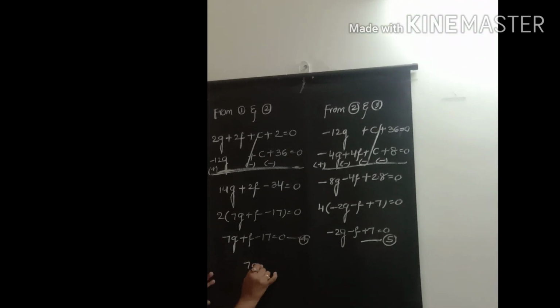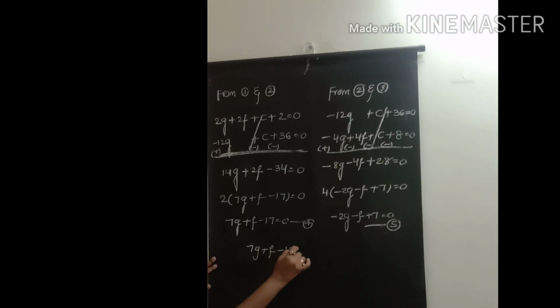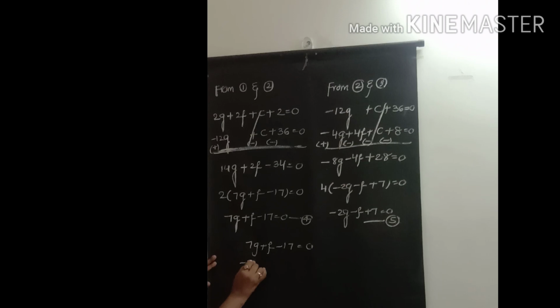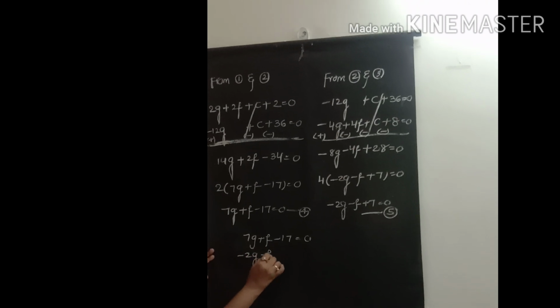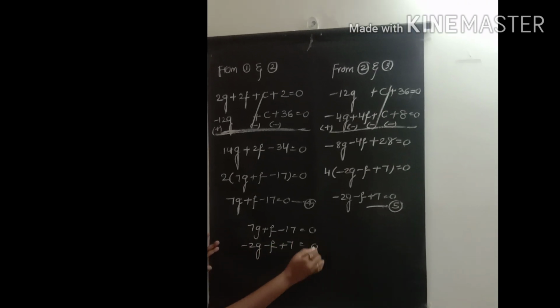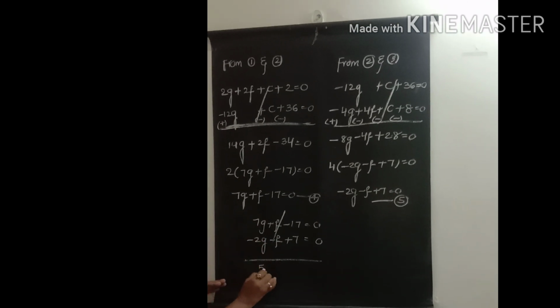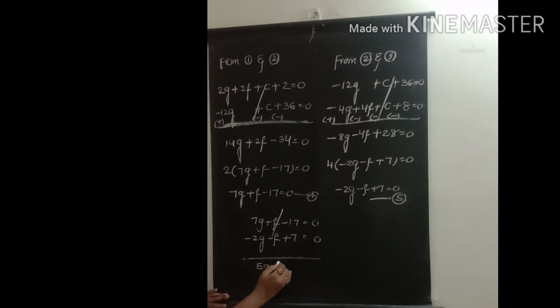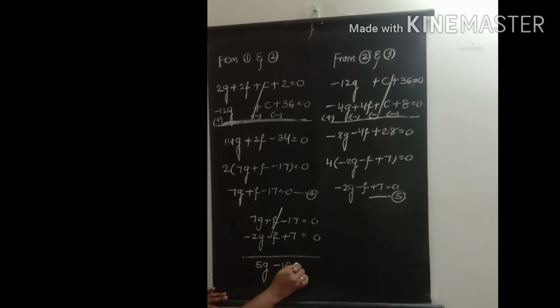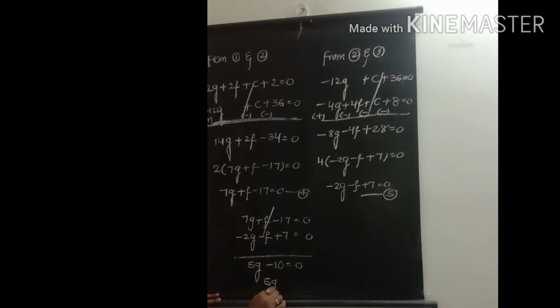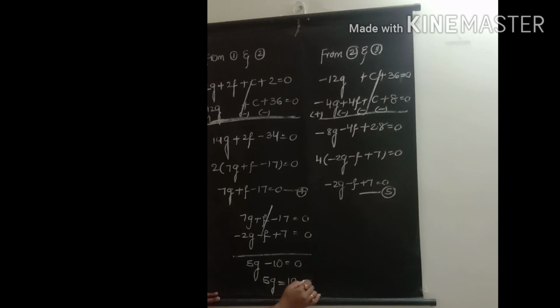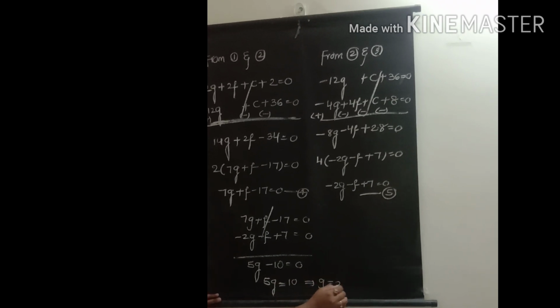Now solving equations 4 and 5. The fourth equation: 7g plus f minus 17 equal to 0. And the fifth equation: -2g minus f plus 7 equal to 0. So here plus f and minus f get cancelled. 7g minus 2g is 5g, minus 17 plus 7 is minus 10, equal to 0. Then 5g is equal to 10. Therefore g is equal to 2.